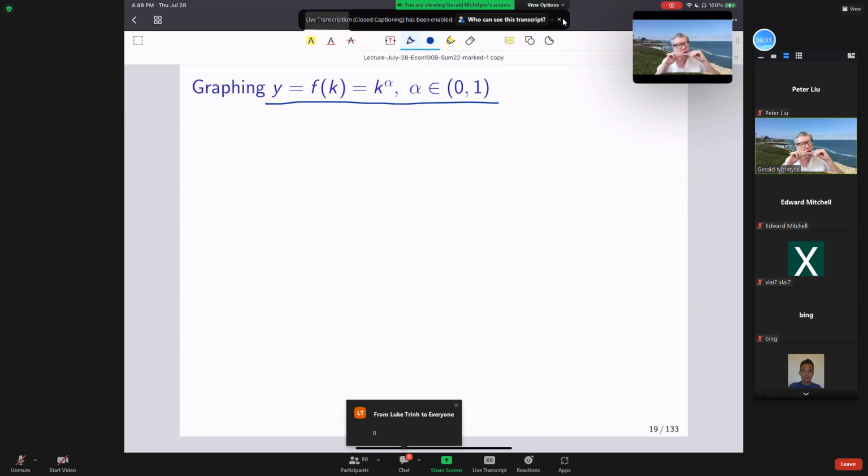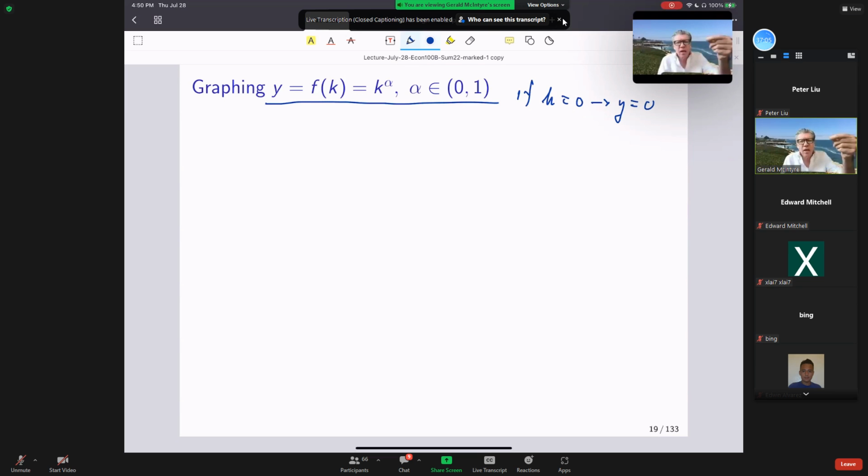Yeah, Luke, 0, right? What do you mean by 0, Luke? You mean, describe that. If small k is equal to 0, then output, that's right, then output is equal to 0, right? Does everyone see that logic, right? No, I'll write it here. If small k is equal to 0, then small y is equal to 0, okay? That's the origin.